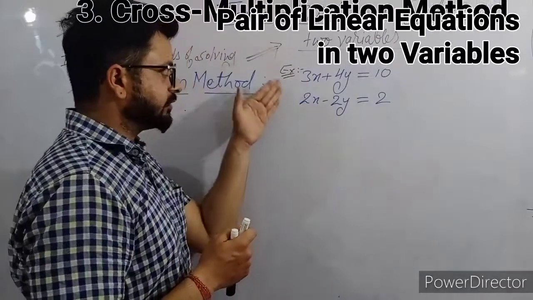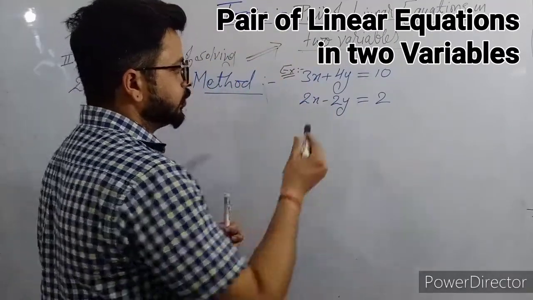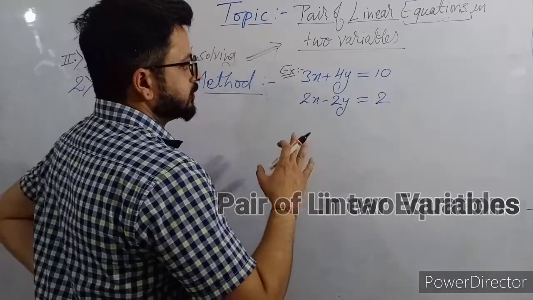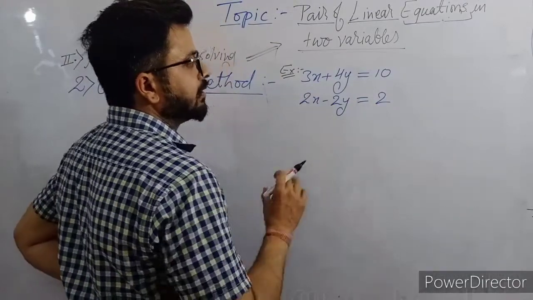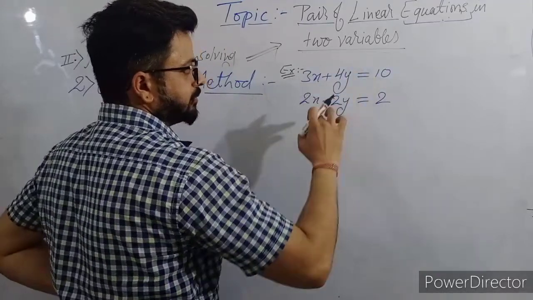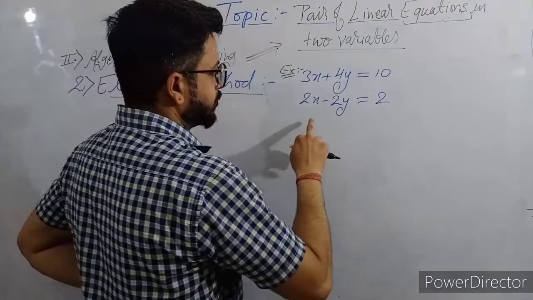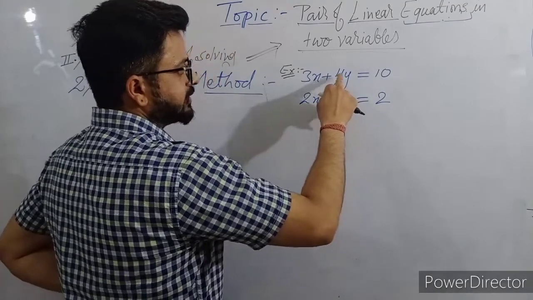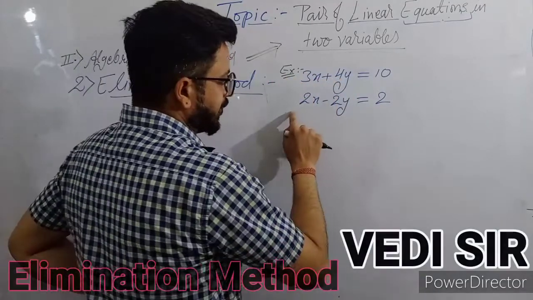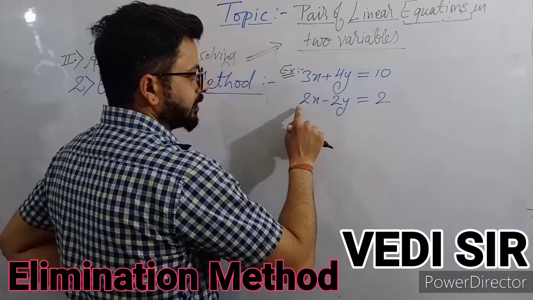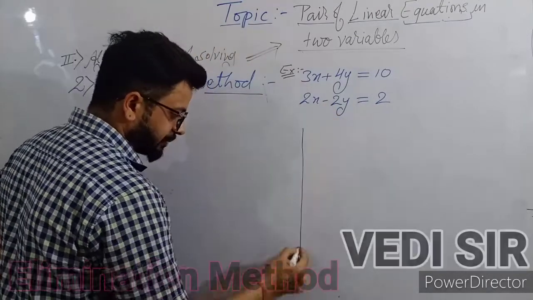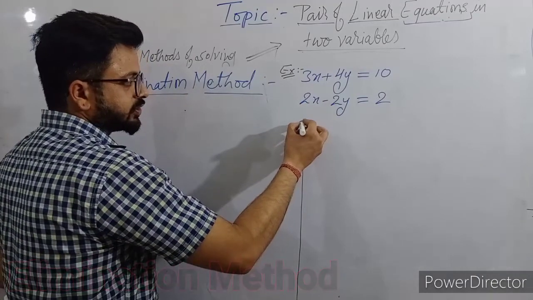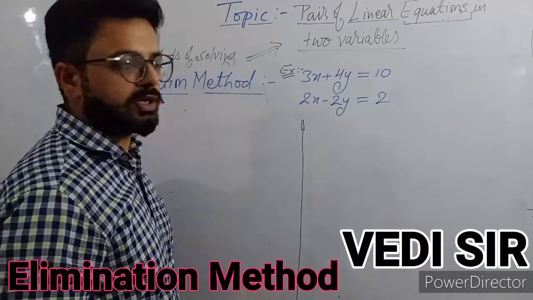Suppose we have two equations. This is one example I am taking. We have two equations, and I want to eliminate a single term completely. So suppose this is minus 2y and this is plus 4y. If I multiply this equation, there are two methods I am telling you, but according to the question it depends.